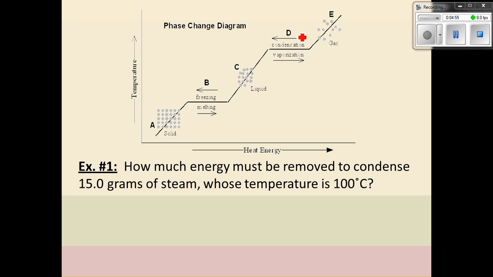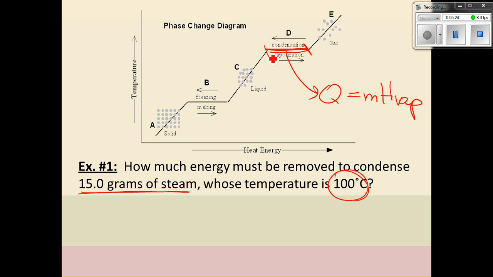Let's try some problems. The formula for this upper plateau is very similar to the bottom one. No temperature change again. Q equals mass times the heat of vaporization. I use heat of vaporization anytime I'm dealing with the gas phase, either going to the gas phase or coming from it. How much energy must be removed to condense 15 grams of steam whose temperature is at 100? Important that I'm at 100 because that's where the phase change takes place, so I don't have a delta T.